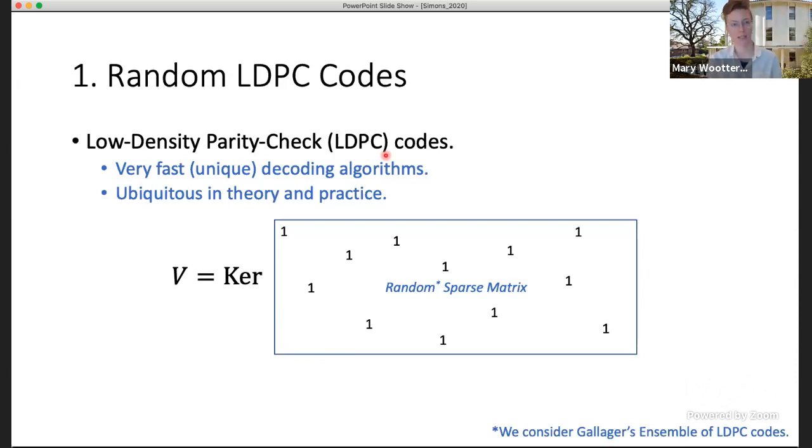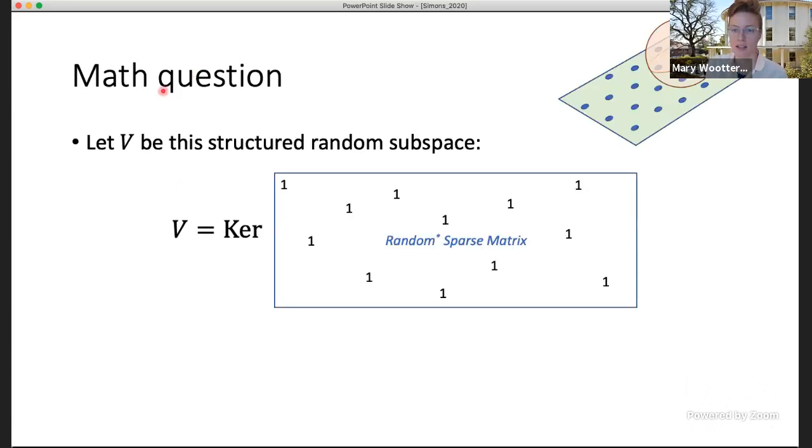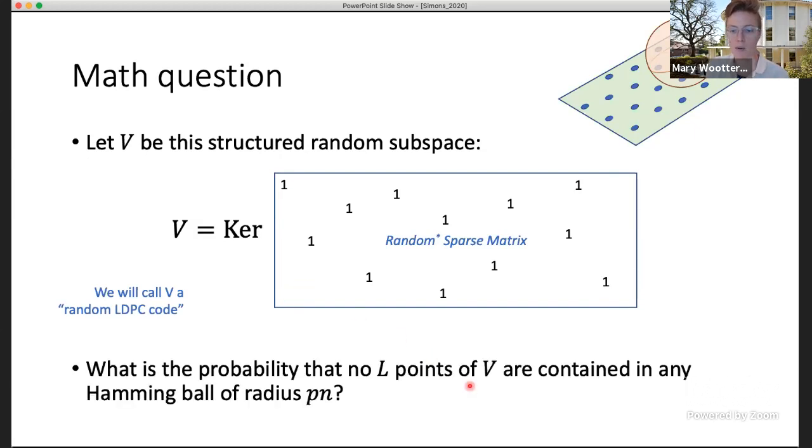So it would be really cool if we could extend these results for uniformly random subspaces to these sorts of subspaces, which are not uniformly random. They're much more structured. In particular, the question that we were interested in is, are these things list decodable? So that was the question of are there too many points contained in any Hamming ball? Right, so the math question here is, instead of a uniformly random V, you have this structured random subspace, the kernel of some sparse matrix. I'm going to just call this subspace a random LDPC code. And I want to know what's the probability that no L points of V are contained in any Hamming ball of radius Pn. So that's the question.